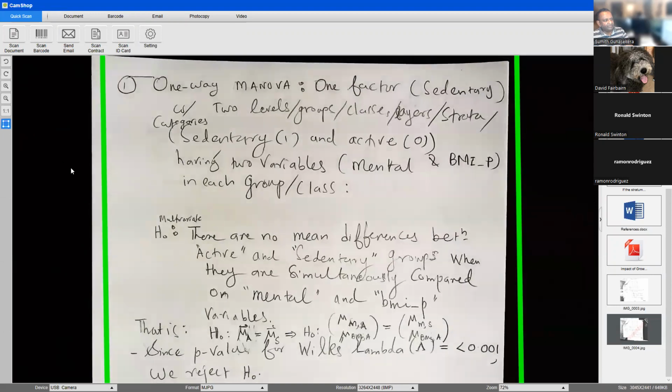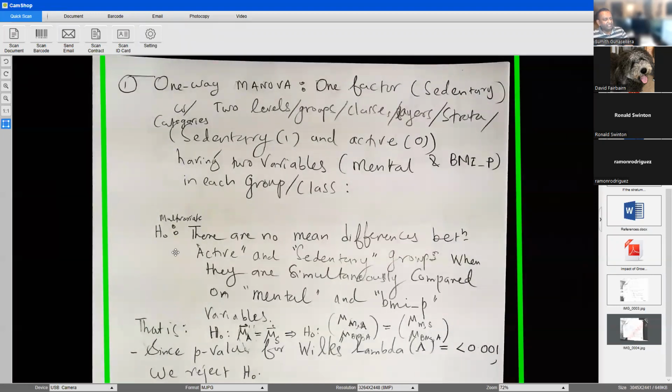Okay, multivariate hypothesis. You're going to say there are no mean differences. This is H0 multivariate. There are no mean differences between active and sedentary groups when they are simultaneously compared on mental and BMI at the same time. Either you can write it in plain English, like this, or the same thing can be expressed in a mathematical notation.